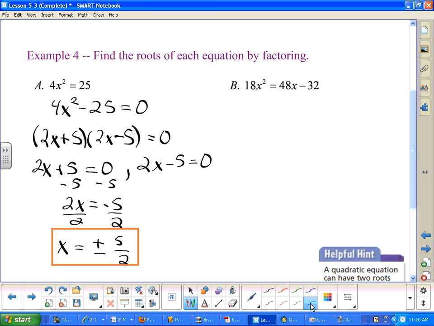So in this case, even though there's only one term on the left side, it's the x squared term, and that's positive, so I want to move the other things over to that side. And I don't want to move the 18x squared, I want to move the 48x and the 32. So I'm going to subtract 48x and add 32 to both sides.